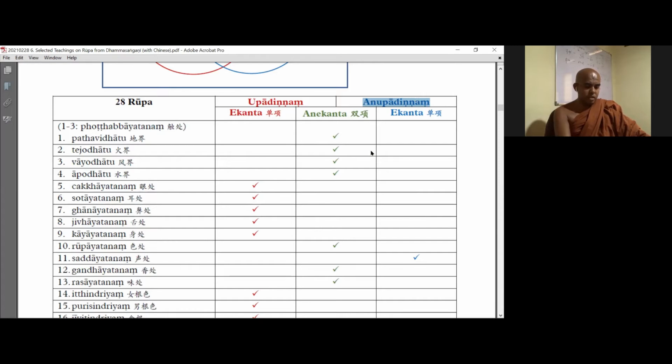Now we can read and understand what are the 9 Upadinna Rupa, what are the 8 Anupadinna Rupa, what are the 11 for both sides. This you can read and understand. Example, the Pathavi Dhatu, Apo Dhatu, Tejo Dhatu, Vayo Dhatu. There are 4 elements Anekanta because they are included in the Kamaborn Rupa and also in the not Kamaborn Rupa.